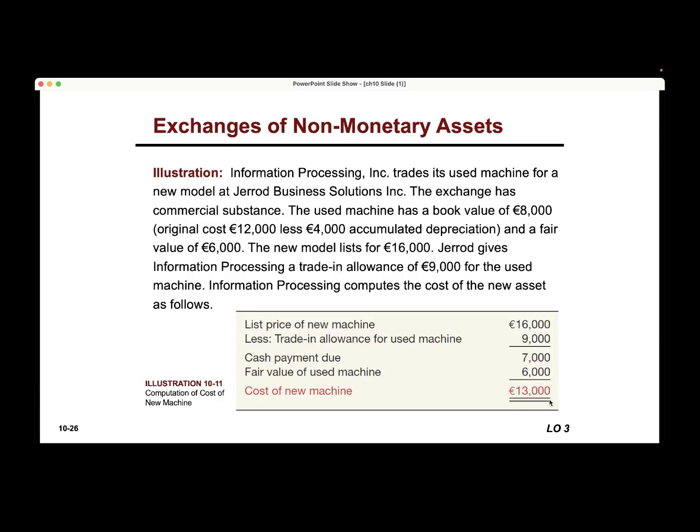Notice that we use the fair value of the old machine, which is 6,000, not the book value, not the 8,000, to determine the cost of the new machine. That's because the fair value reflects what it is actually worth today, the 6,000, not the 8,000.